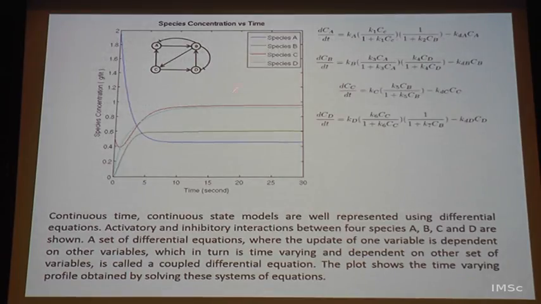Just a quick example here of a continuous time, continuous state model, well represented using differential equations. Activatory and inhibitory interactions between 4 species A, B, C and D are shown. These are the set of differential equations where the update of one variable is dependent on other variables, which in turn are time varying and dependent on another set of variables, and therefore become coupled differential equations.